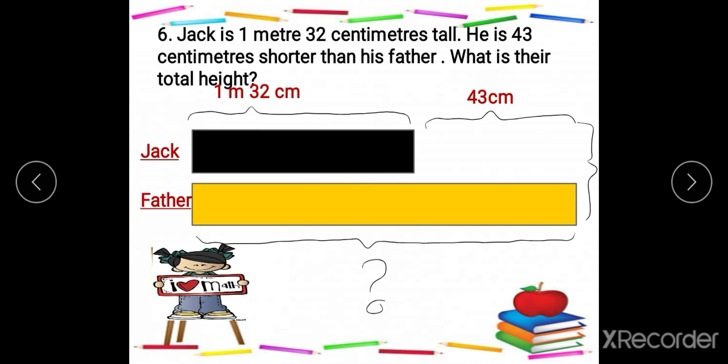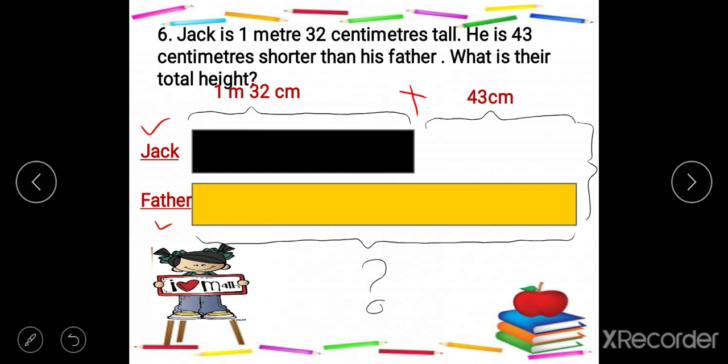So here the first thing we need to do is understand the problem. What is the problem asking us? Here the height of Jack is given. The first thing we have to do is find the height of Jack's father. That can be found by adding 43 centimeters to 1 meter 32 centimeters.